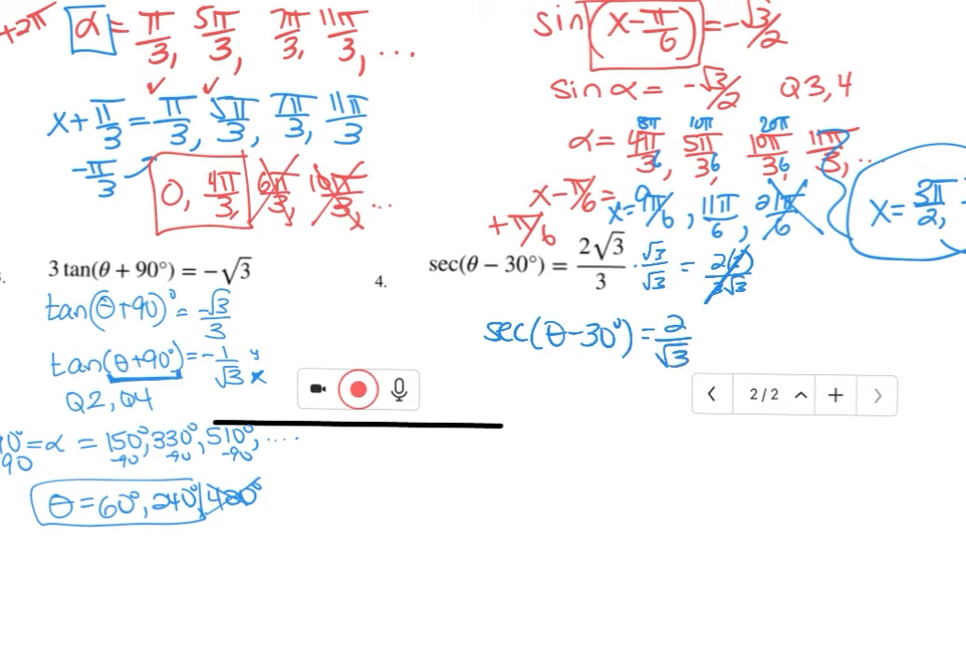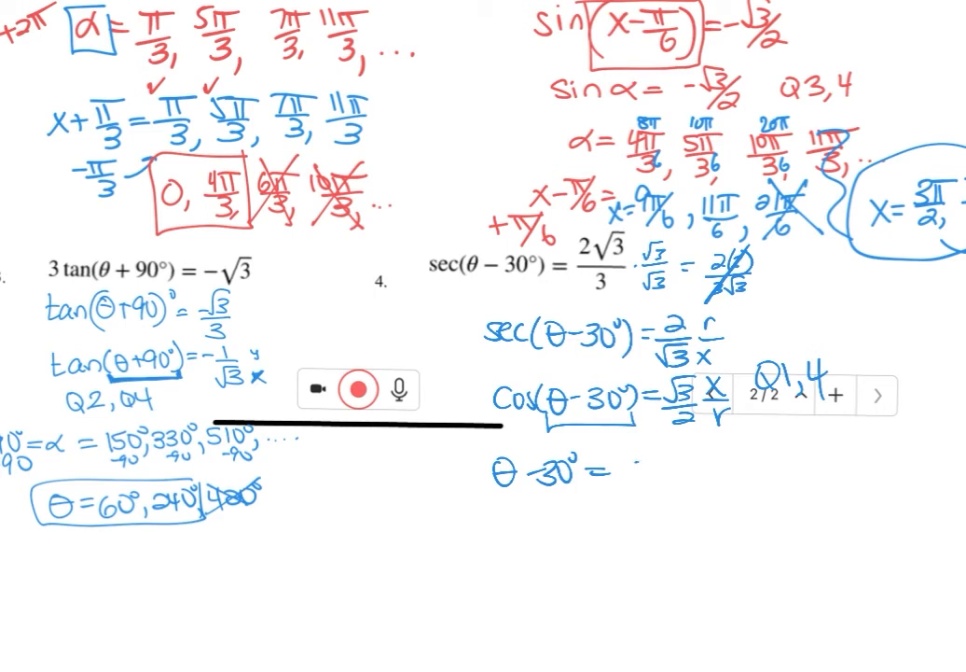Secant being the reciprocal of cosine means that's r over x. If you'd like to flip it, cosine theta minus 30 equals root 3 over 2. And same thing, we're going to get x over r. So that's going to be my 30-degree angles. So this quantity, which again we may have called alpha if you like using the let statement, that quantity is equal to my 30-degree angles in quadrants 1 and 4, because cosine's positive in 1 and 4.